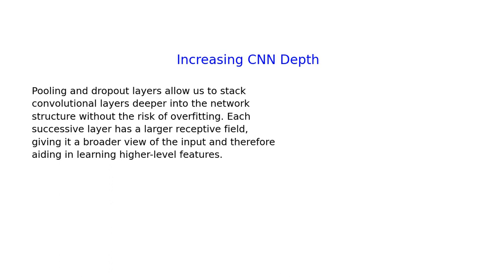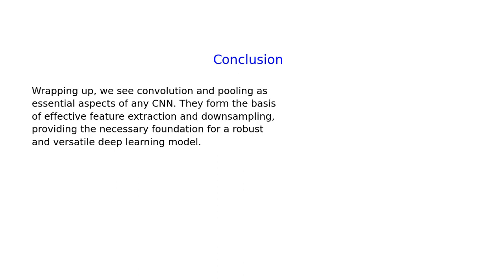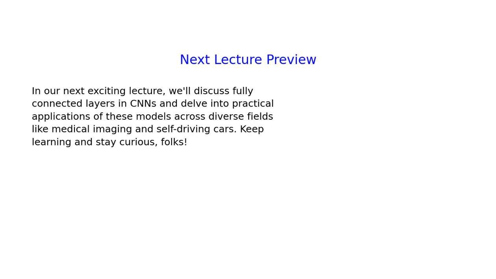Each successive layer has a larger receptive field, giving it a broader view of the input and therefore aiding in learning higher-level features. Wrapping up, we see convolution and pooling as essential aspects of any CNN. They form the basis of effective feature extraction and downsampling, providing the necessary foundation for a robust and versatile deep learning model. In our next exciting lecture, we'll discuss fully connected layers in CNNs and delve into practical applications of these models across diverse fields like medical imaging and self-driving cars.